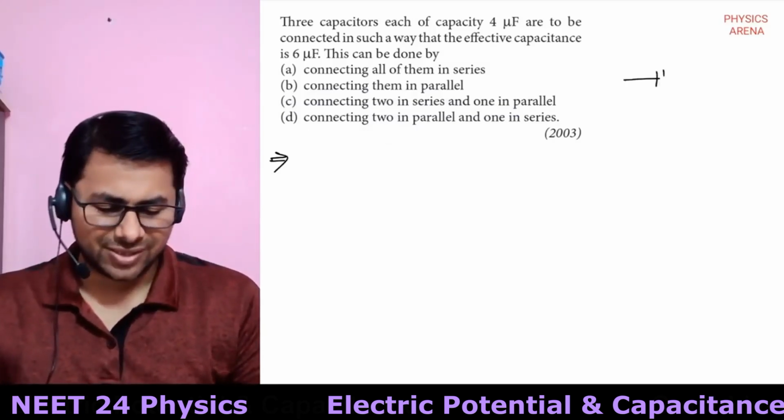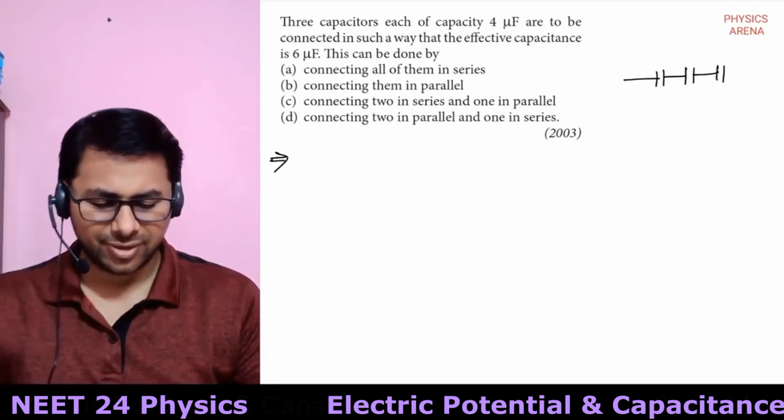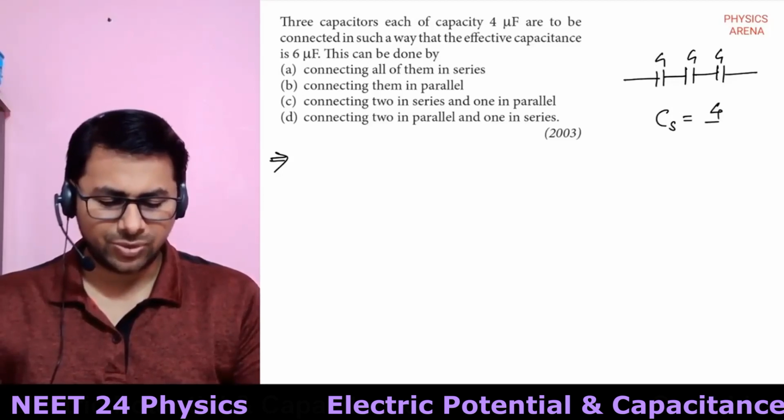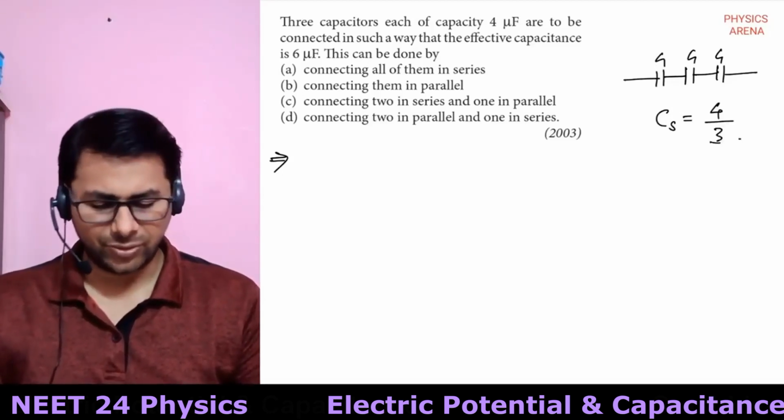Okay, all of them in series, 1, 2, 3. This is 4, 4, 4. What will be CS? It is 4 by 3. Okay, do you want 4 by 3?